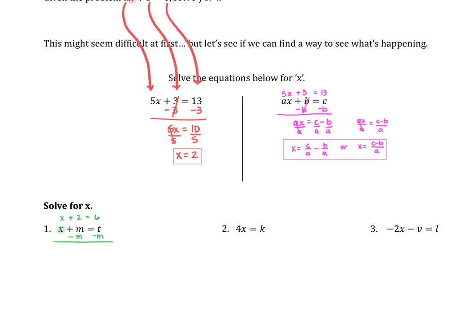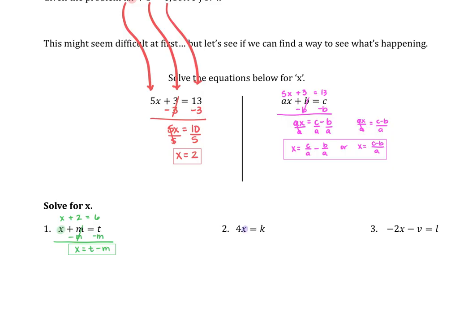M minus m will go away, it'll equal 0. Drop down my x. Remember, I cannot do t minus m because those are not like terms, so I'm just going to write them side by side. Okay, number 2, it still wants me to find x.